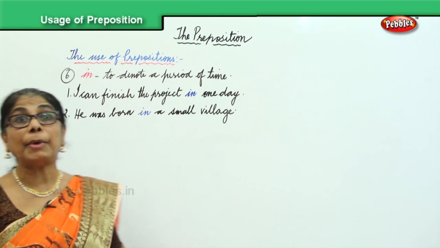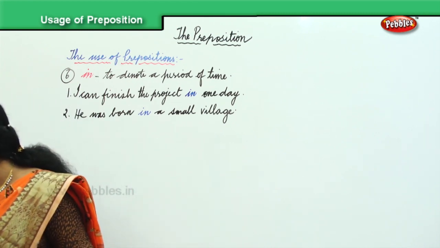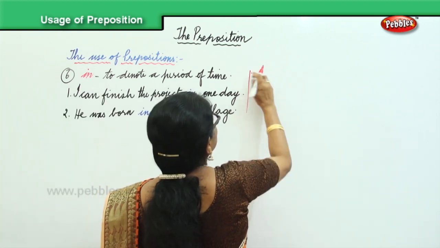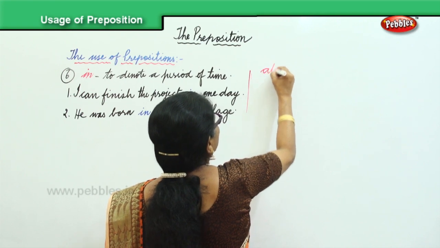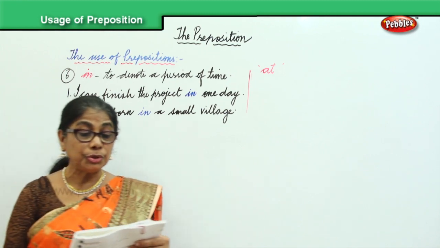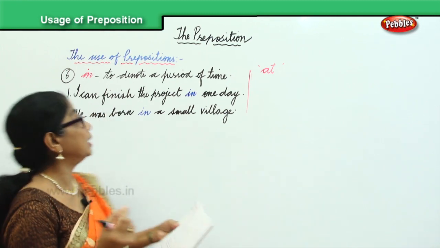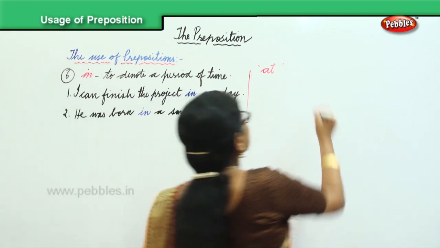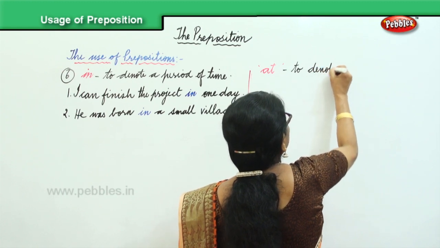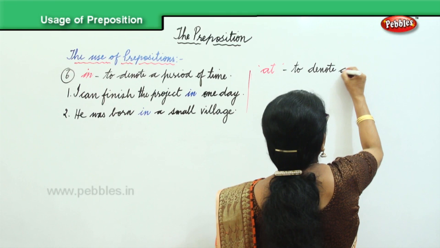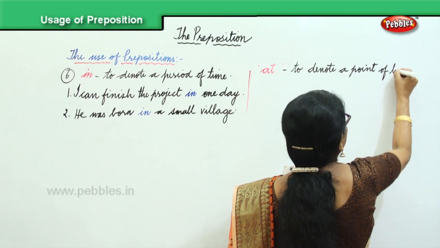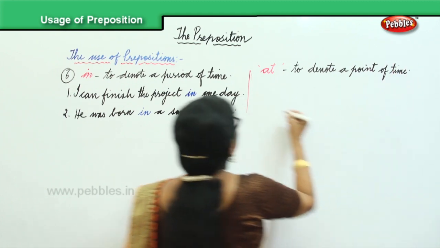Now we are talking about "at". When is the preposition "at" used? "At" is used to denote a point of time. A point of time. Now let's look at the examples.